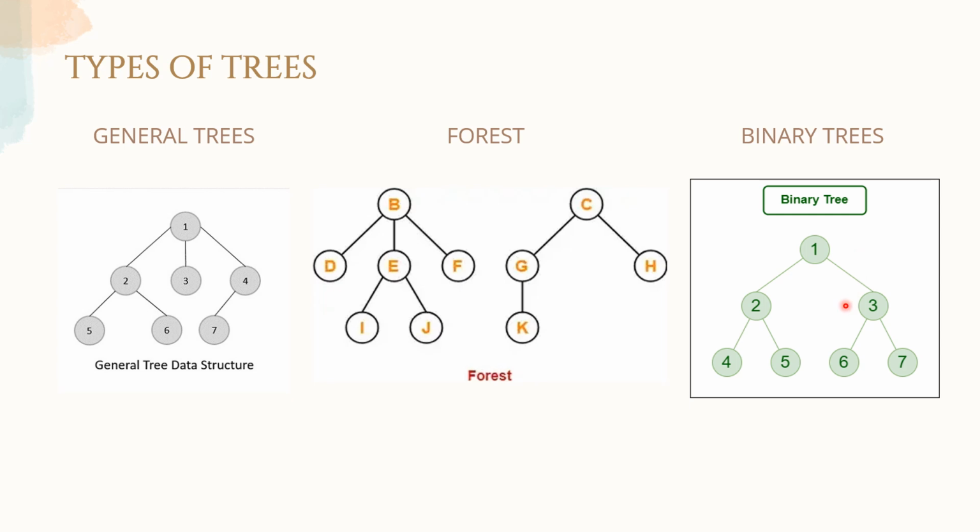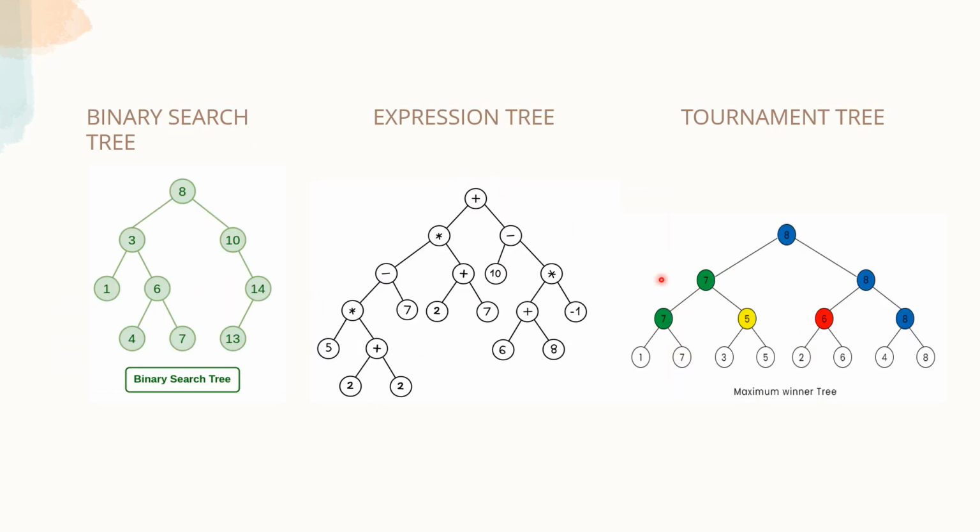Binary tree, in the sense a node can have at most two children. It cannot have more than two children. Here in this example, the node 1 has 3 children. This is not permitted in binary trees. And this is a binary search tree.